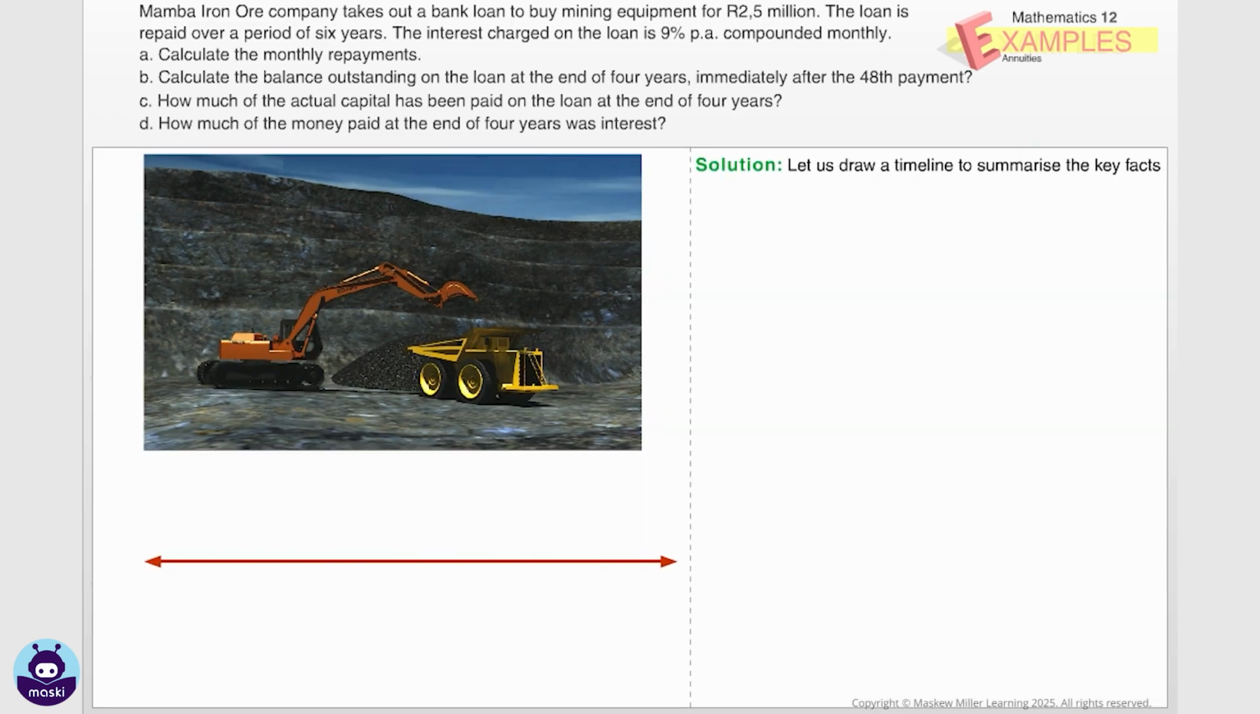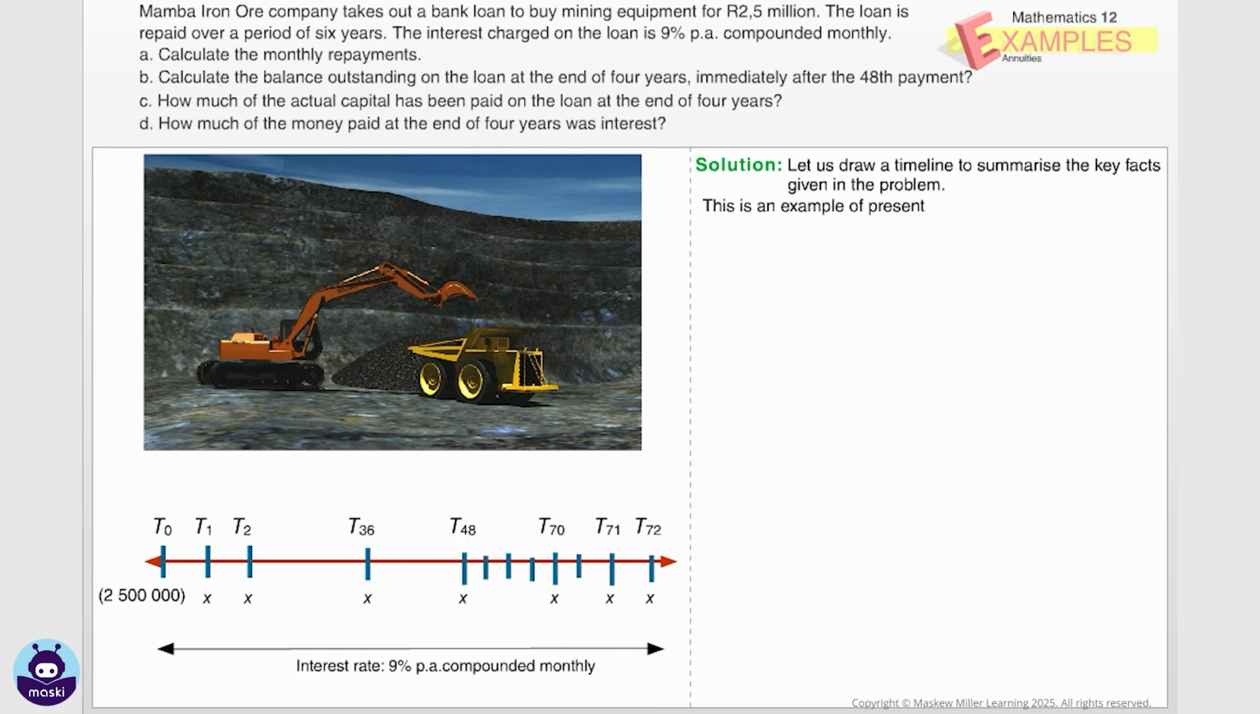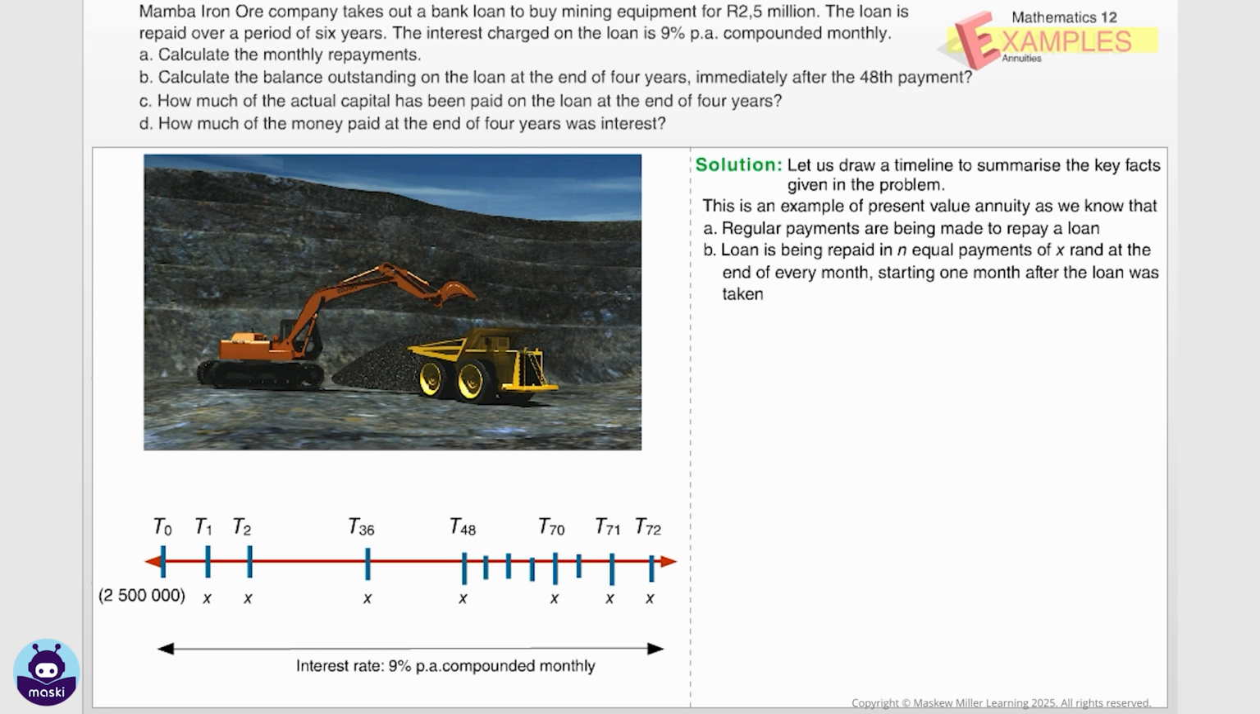Solution. Let us draw a timeline to summarize the key facts given in the problem. This is an example of present value annuity, as we know that regular payments are being made to repay a loan. The loan is being repaid in N payments of X rand at the end of every month, starting 1 month after the loan was taken.